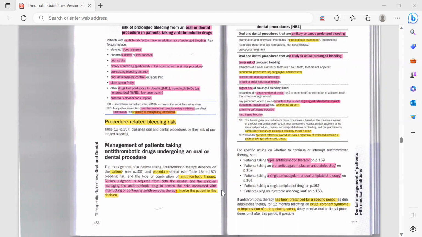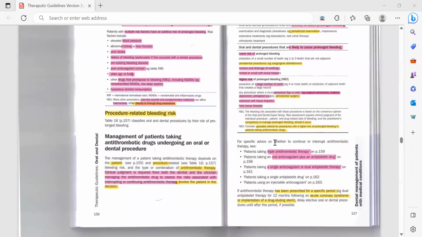So, if there is any need to interrupt or stop the medication, then you should discuss it with the patient's clinician, which is the patient's GP or the specialist, whoever has prescribed him those doses. Involve the patient in the decision. Then for specific advice on whether to continue or not, we will now read different scenarios and we will also study what we need to do in those cases.